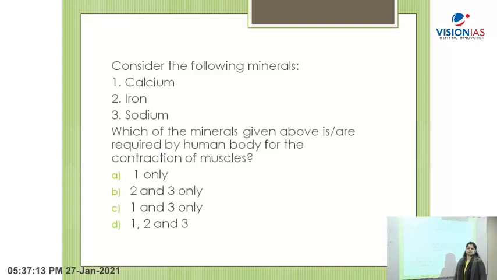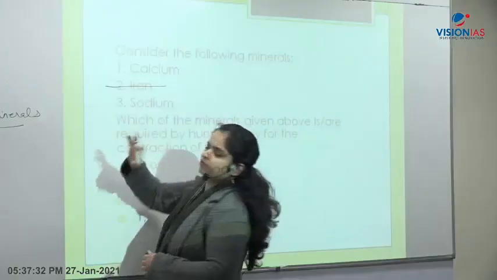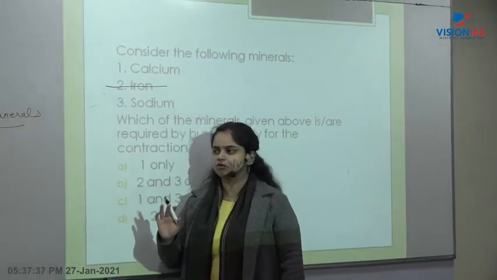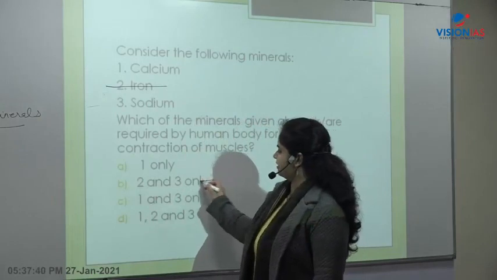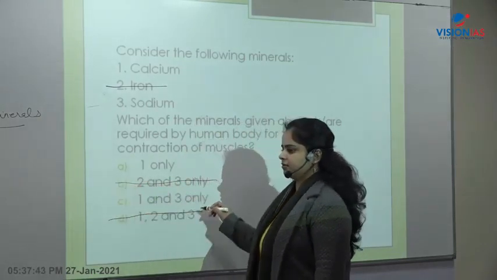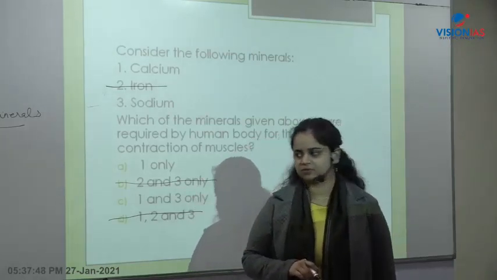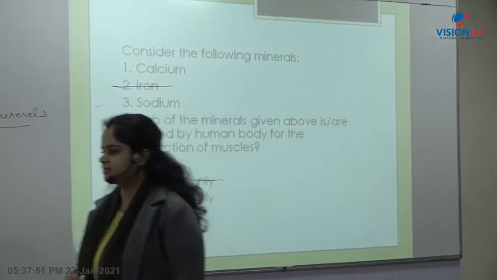Now see, from this simple dry factual topic, they've tried to apply whatever you know, integrate it and ask it to you so that you are confused. Calcium, iron, sodium. Even if you are not very sure about calcium and sodium, iron you should definitely know. Iron, the purpose of iron in the body is to be a part of hemoglobin. That is the role of iron. So iron would not be there. If I can eliminate that, then B and D would definitely not be the answer. Okay. And that is what I can see also.